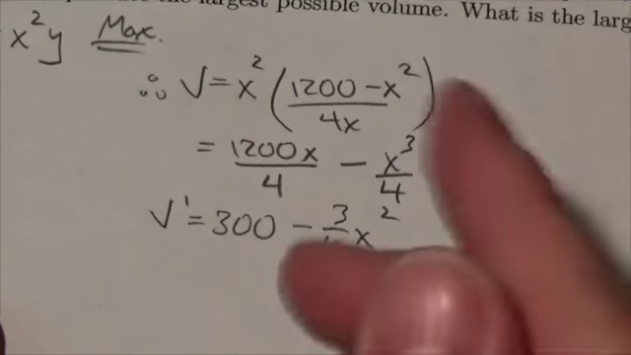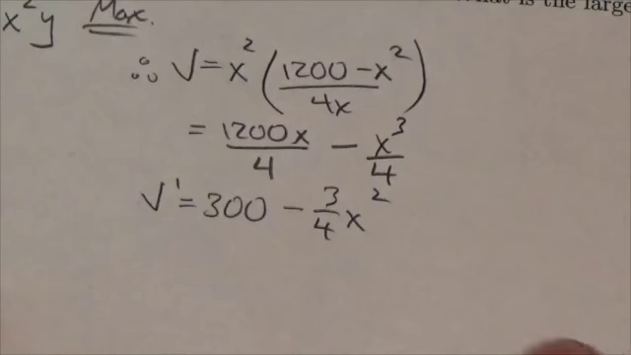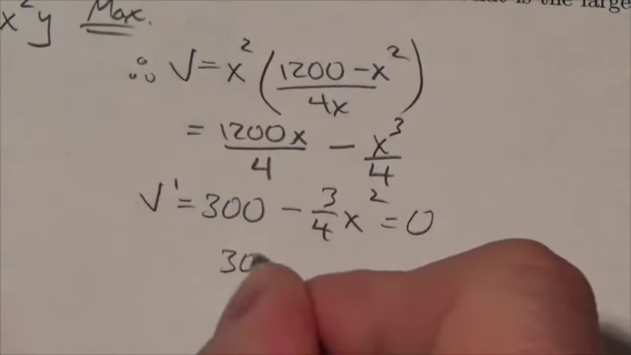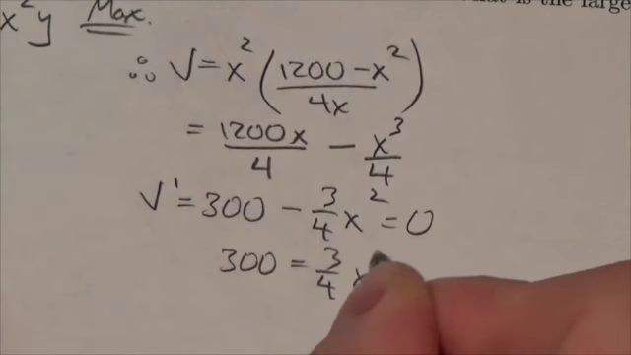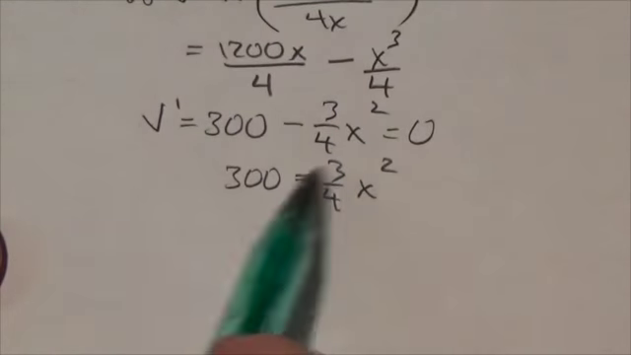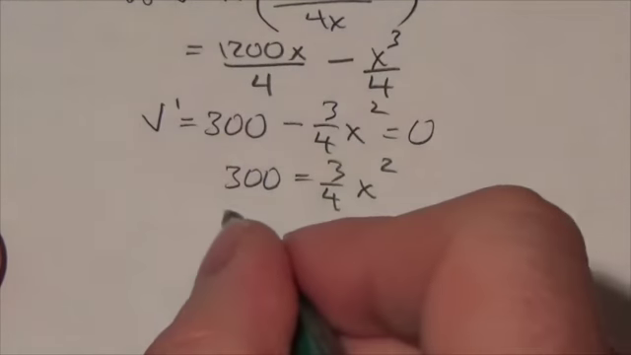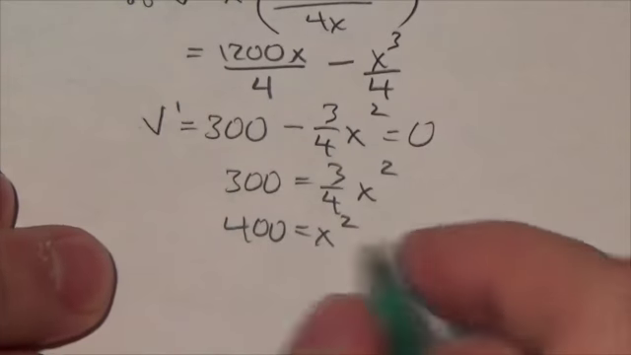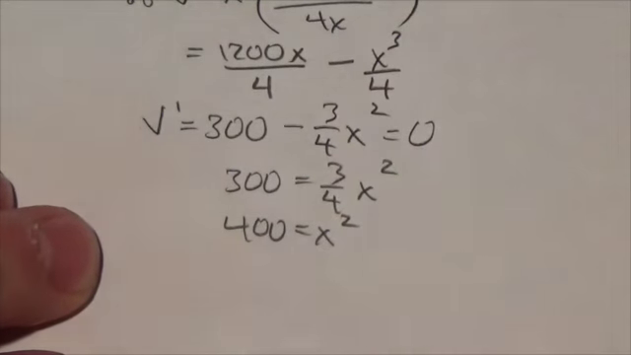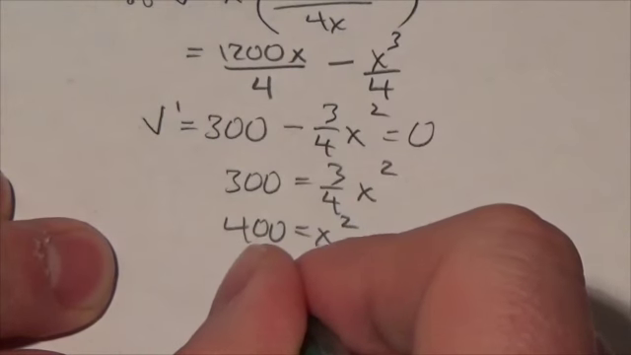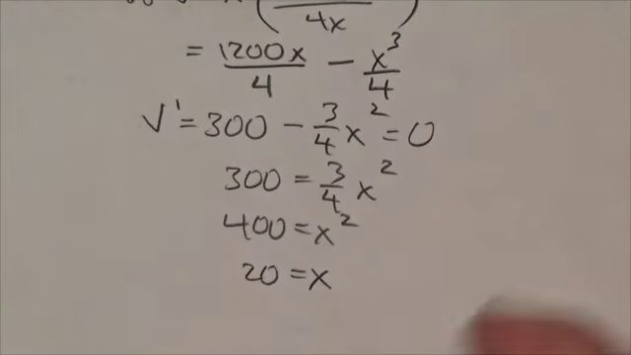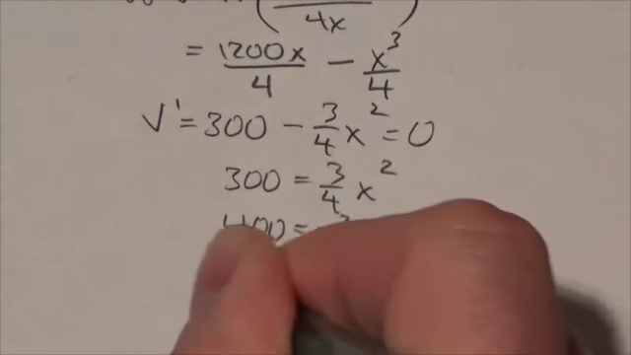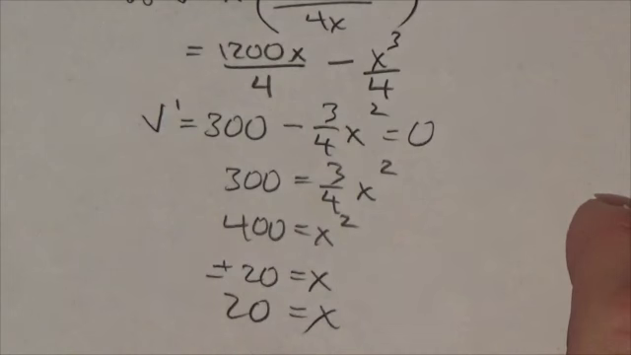I'm looking to determine the maximum here, so I'm going to set this equal to 0. So 300 is equal to 3/4 x squared. I'll divide by 3, multiply by 4 to get 400 equals x squared. It turns out that's relatively easy to do. This is going to end up being plus or minus 20, but the truth is positive 20 is the only one that makes any sense here.